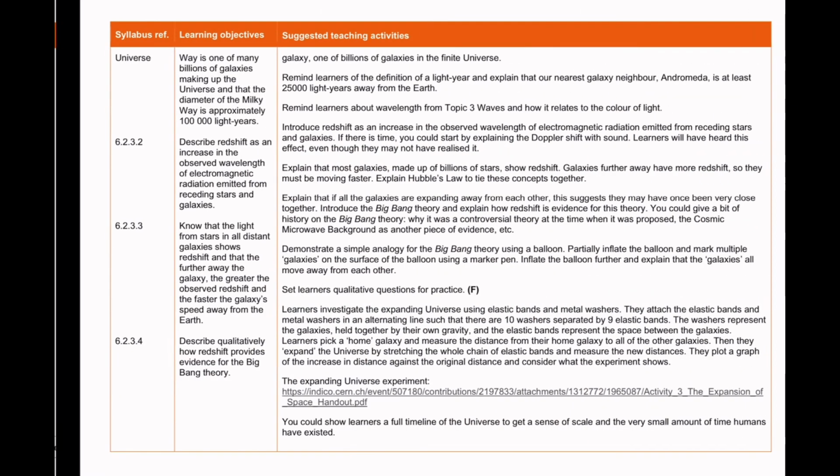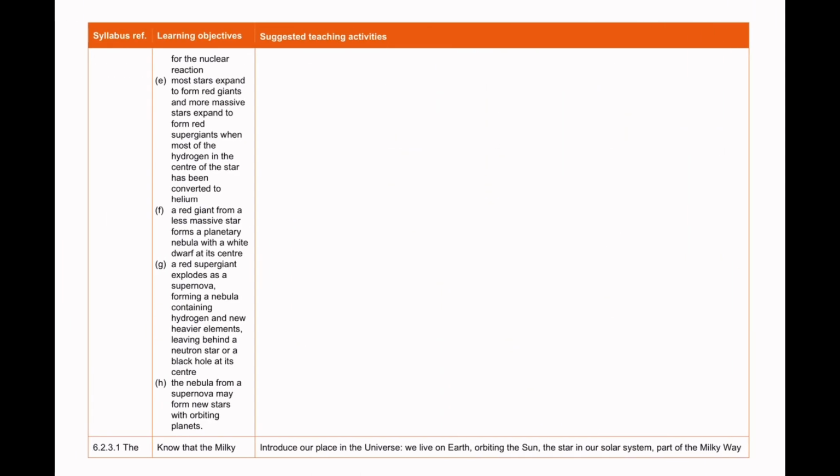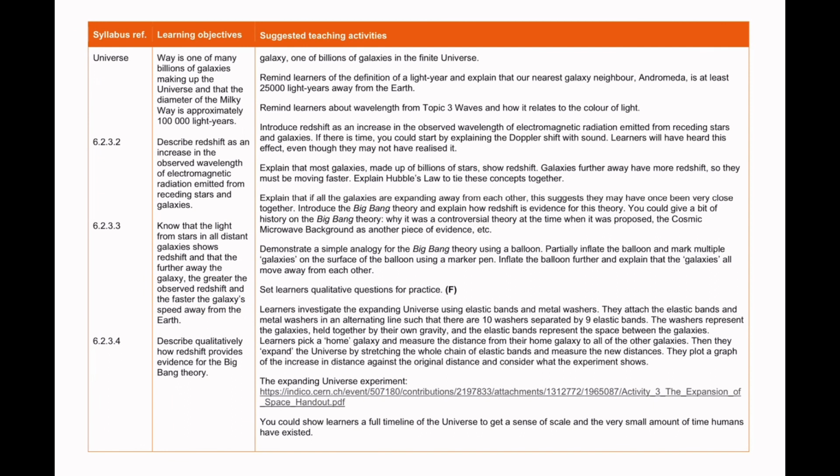Key concept, the universe. Learning objectives. Know that the Milky Way is one of many billions of galaxies making up the universe, and that the diameter of the Milky Way is approximately 100,000 light years.